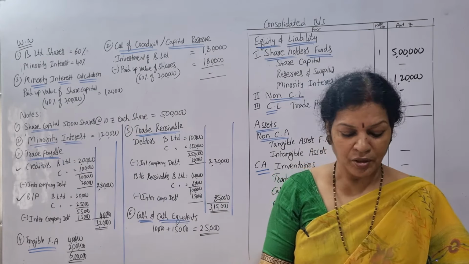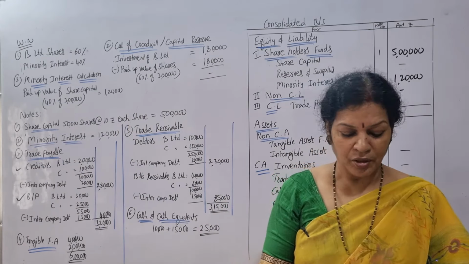Now let's focus on the current assets. Current assets, inventories. Inventories means closing stock. That is also not given, so I kept a nil. Next, trade receivable. Trade receivable means always debtors and bills receivable. Both are given. As we have done trade payable, in the same way trade receivable we have to prepare. First, let's focus on the debtors. Debtors are how much? 1 lakh and 1 lakh 50,000, which is coming to 2 lakh 50,000.